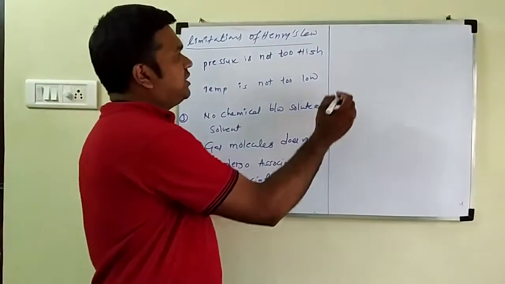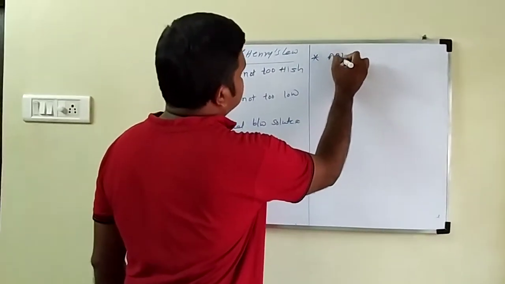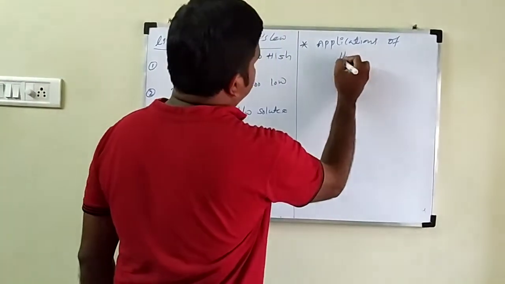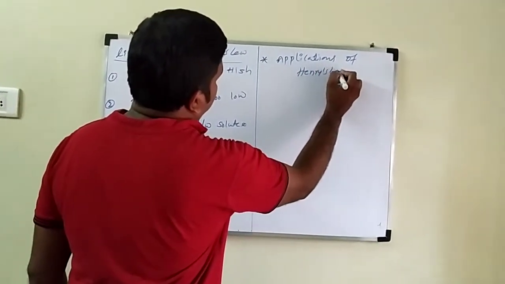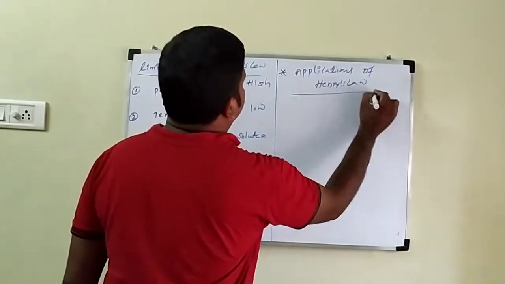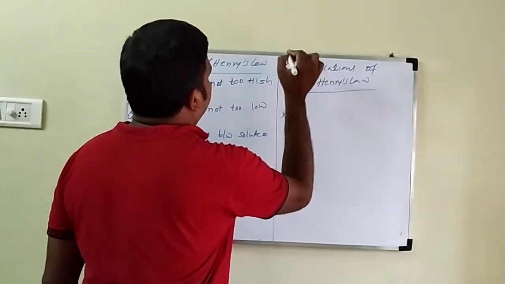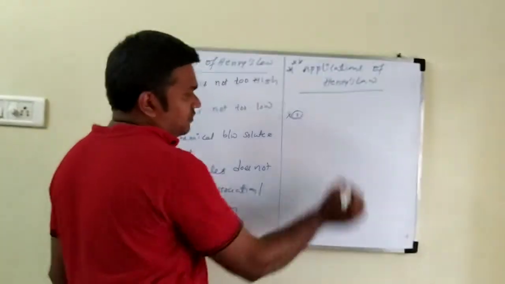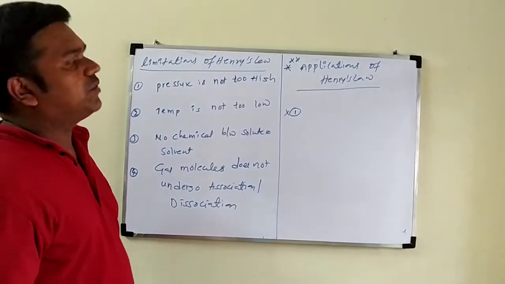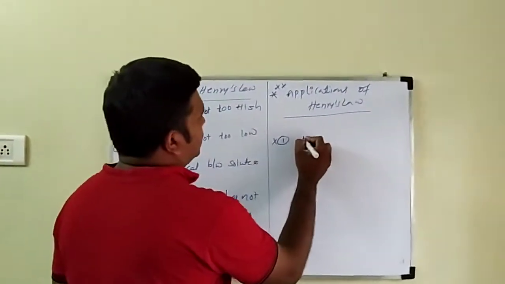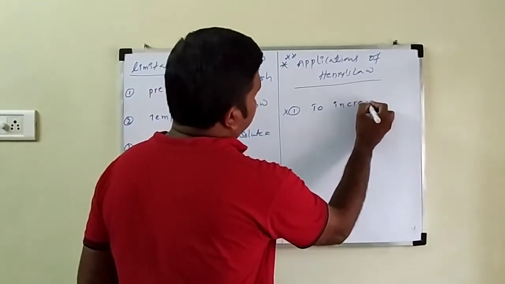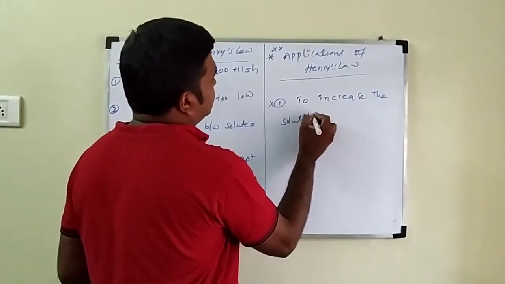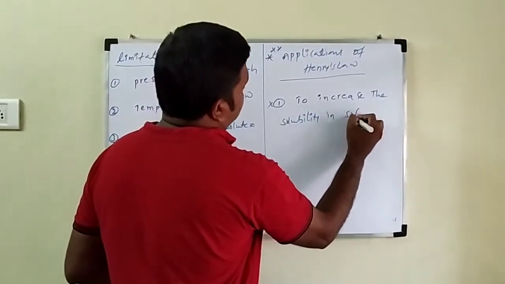Okay, next very very important we have applications of Henry's law. Chances are there for asking 2 marks or 1 mark question. What is the first application? The first application we are using in the soft drink zone. The idea is to increase the solubility in soft drinks.